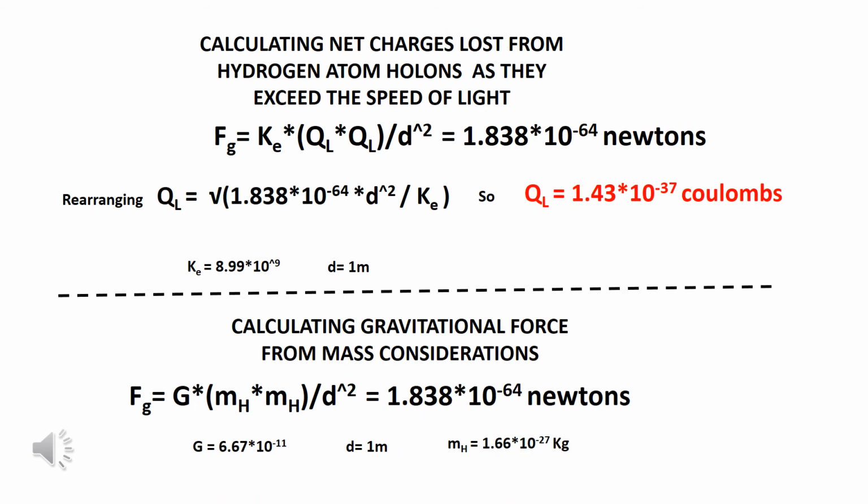We do in fact know the value of the gravitational force between two hydrogen atoms. It is 1.838 times 10 to the minus 64 newtons, and it is usually calculated using Newton's mass formula shown in the lower half of this slide. This means we can use Coulomb's equation above with a rearrangement to calculate a value for QL, the charge lost from each of the hydrogen atom holons.